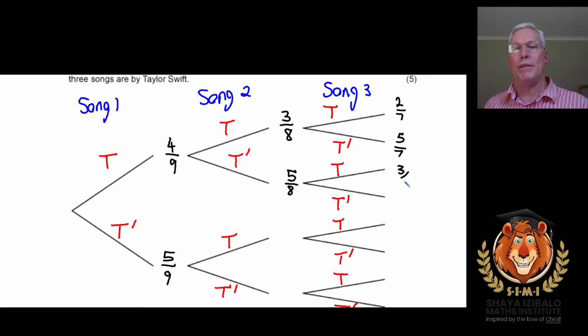3 out of 7 because there are 3 Taylor Swift songs left and there are 4 non-Taylor Swift songs left. This will be 4 out of 7. Likewise here, a Taylor Swift song's played and a non-Taylor Swift song, so there are 3 out of 7. This must be 4 out of 7.